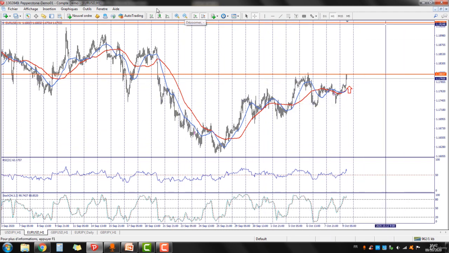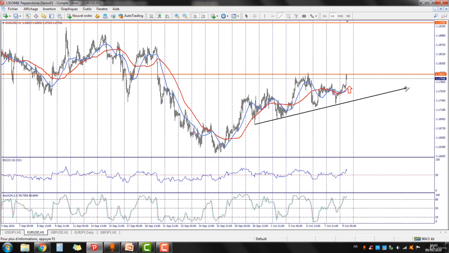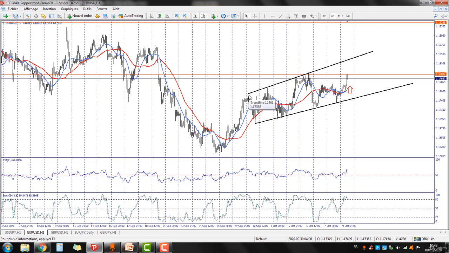So as we can see here, we can retrace here an uptrend, and we can retrace another one here. So we can name this as a rectangle.